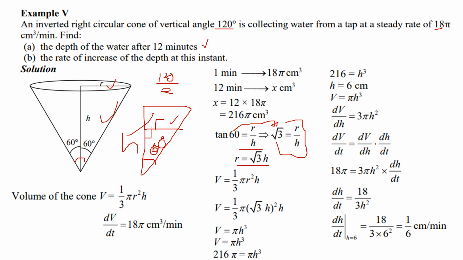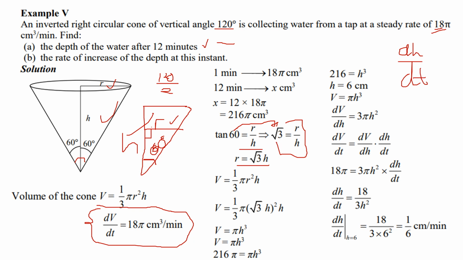Now we write down, or summarize, some of what was given. In the question they gave us 18 pi centimeters cubed per minute, so write down 18 pi centimeters cubed per minute as the dV/dt, which was required in the question. If you look at part A, they want the depth of water after a specified period of time. That means that they want the dH/dt. So we need to find out the expression that we are going to use to calculate dH/dt.